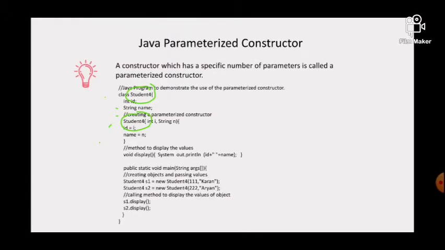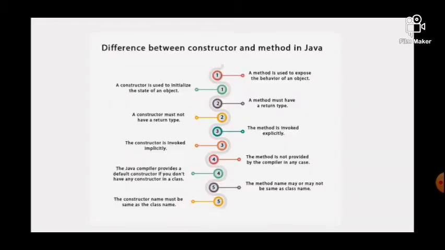So this is actually the parameterized constructor. That means a constructor which has parameters. Now, what is the difference between a normal method and a constructor? Because we are saying that the constructor is a special type of method.